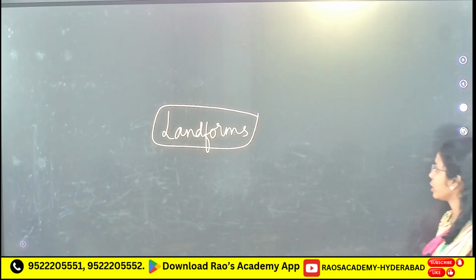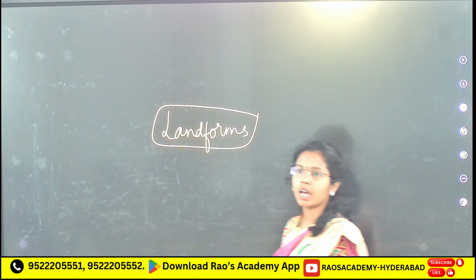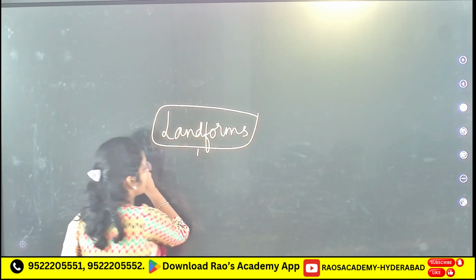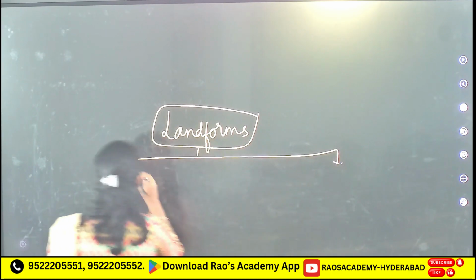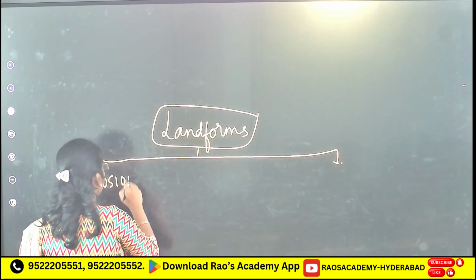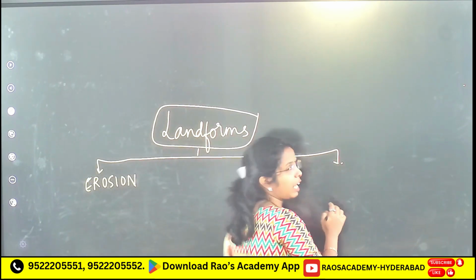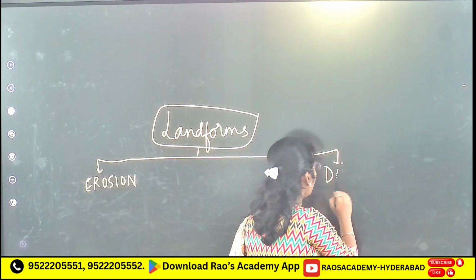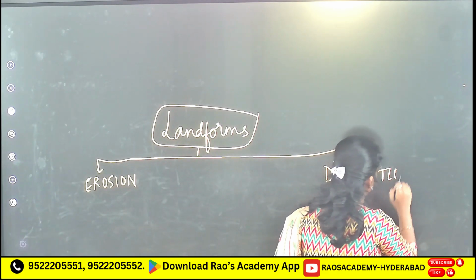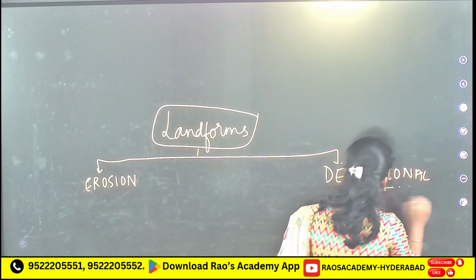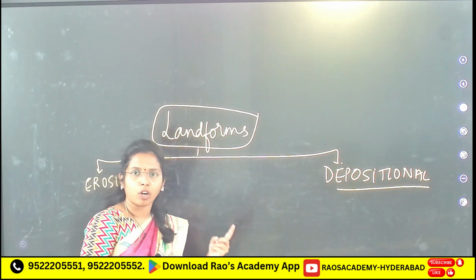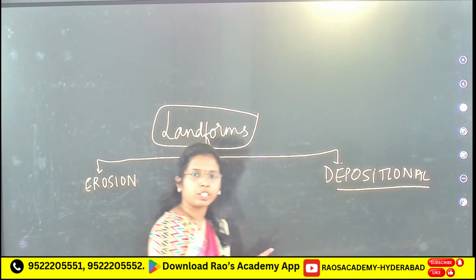Today we are going to discuss different types of landforms along with geomorphic agents. First, we see erosional landforms and depositional landforms for each and every geomorphic agent, like river water, wind, and glacier.